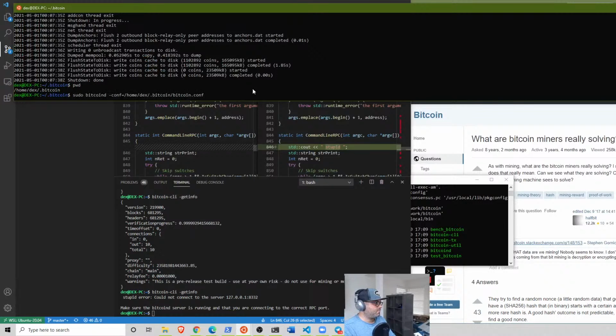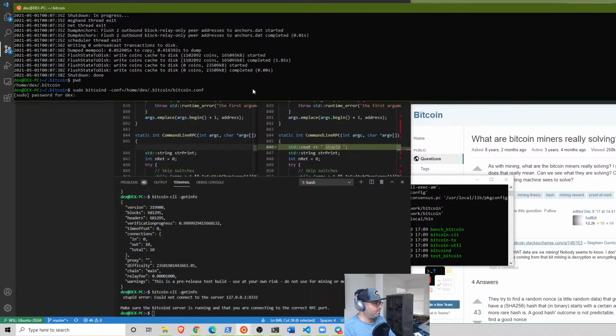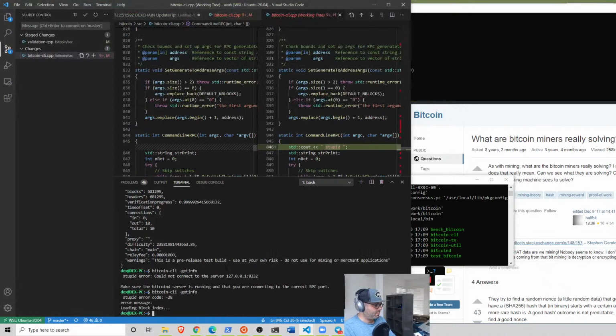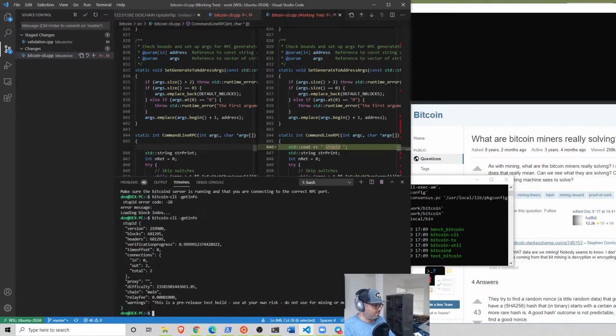So now let's start Bitcoin again. And it shouldn't say stupid error, but it should say stupid error code 28, error message, loading block index. Ah, now it just says stupid version. Okay, why'd we say stupid? It's a stupid thing to say, I know.